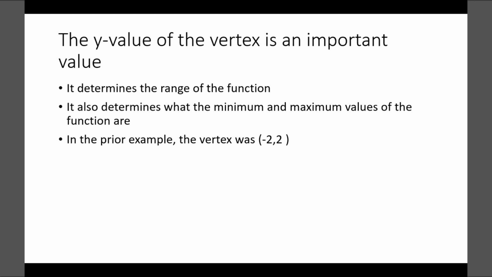And it's greater than or equal to because in the function, the a value was positive. If a was negative, it would be less than or equal to. Now, because the a value is positive, we're going to have a minimum value. So the minimum value in this function is y is equal to 2. That's the smallest y value this function would give us.